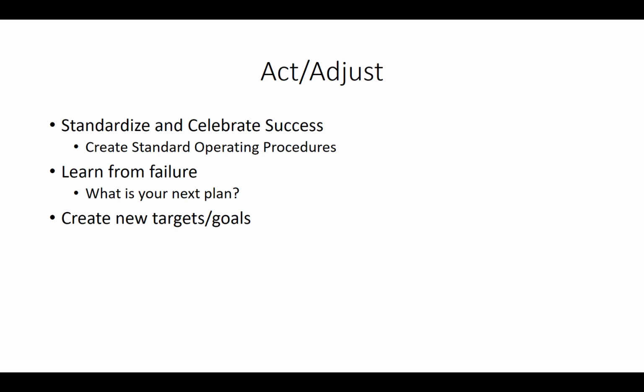And then we have act or adjust. So this is where we standardize and celebrate our success. So we create SOPs, we codify those changes, we make those changes permanent, right? So if we did the right thing, if it did what we wanted to do, then let's change and do it that way from now on. If we didn't do what we wanted, if we failed, then we need to make an adjustment. So did we learn something? Do we need to make further adjustment? Do we need to correct back? You know, what happens at this stage? And then create the new targets and goals. So if we reduced our waste 10%, can we reduce it 15%? All right, so those are just examples of what we would do.